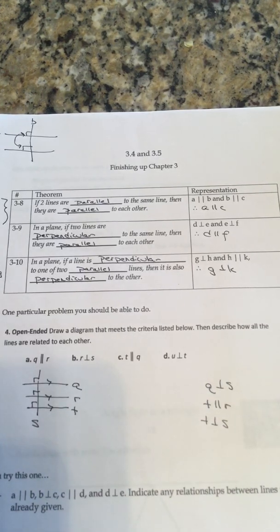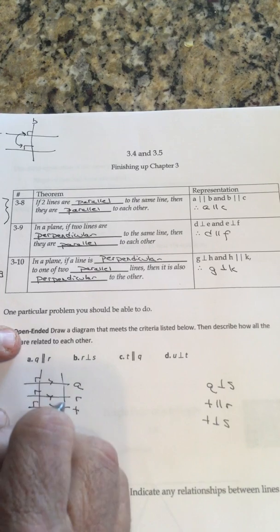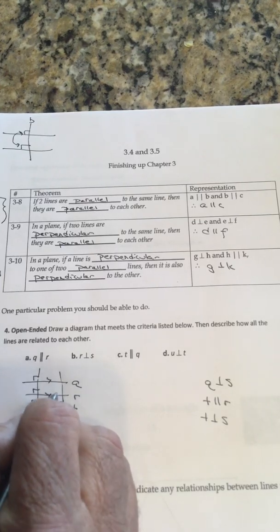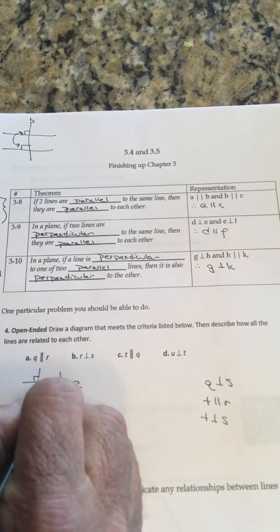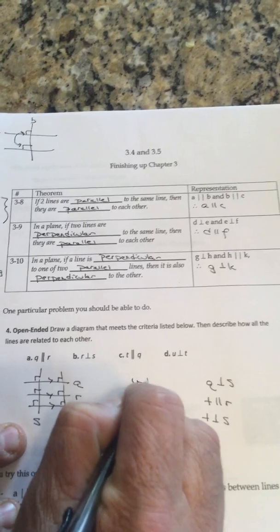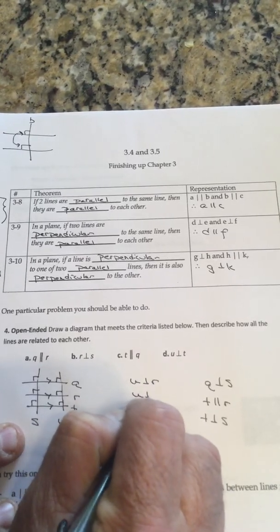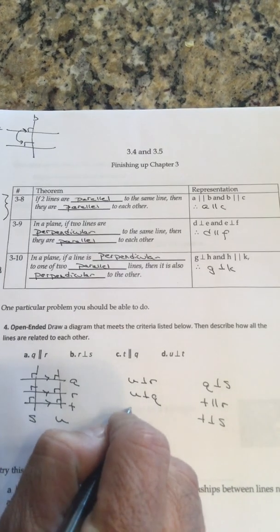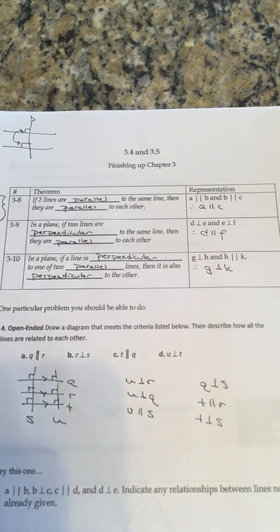And then the fourth thing they say is U is perpendicular to T. All right. So there's U. So U is perpendicular to T. That means U's got to be perpendicular to R. U's got to be perpendicular to Q. All right. And then finally, if you look at U and S, you'll realize they're parallel. So U's got to be parallel to S. So they're going to look for future relationships when you do that.